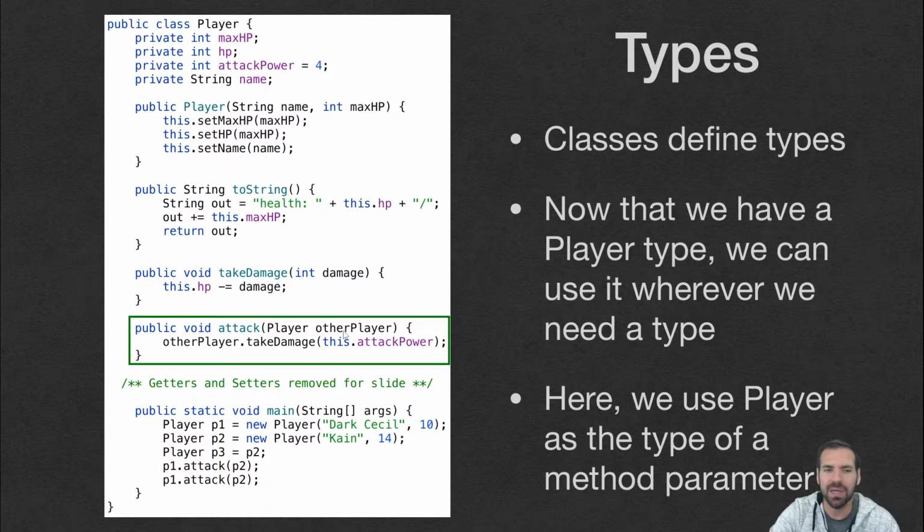We have parameters of type Player. We can have return types. I don't have it in this code, but we can have return values of type Player. And we can have data structures of type Player, which we will see in the example we're about to do. So we can use this Player type wherever we can use any other type, because we just defined a new type in Java. Java is strongly typed, and it's like, well, what happens if you don't have the type that I want? I want a type that has HP and max HP and a name and attack power. What if I want that as a type?